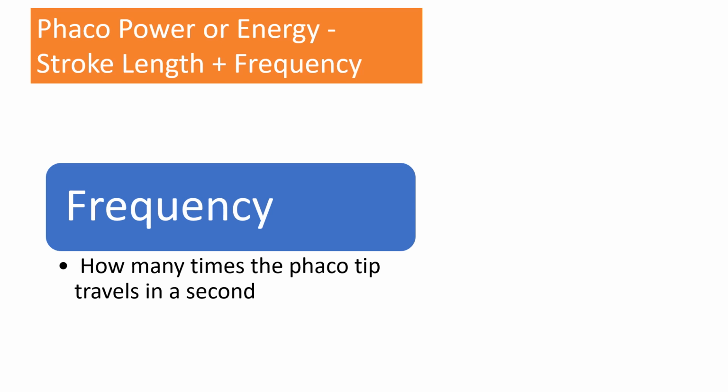Frequency, I repeat, means how many times the tip is traveling back and forth. Usually, handpieces would be around 40 kilohertz. 40 kilohertz means it will be vibrating around 40,000 times per second in the eye.